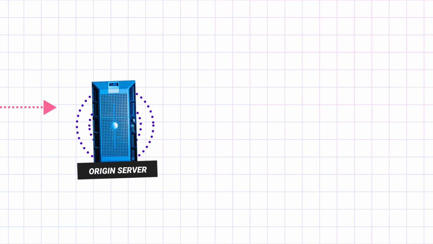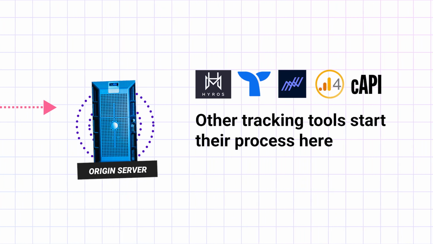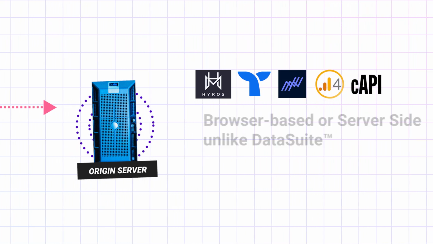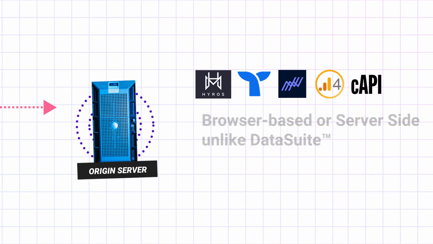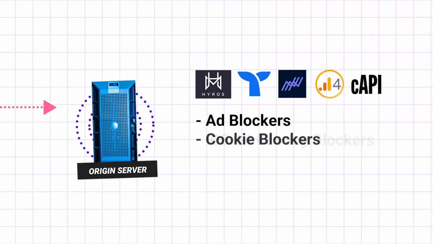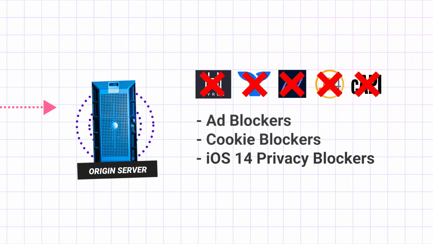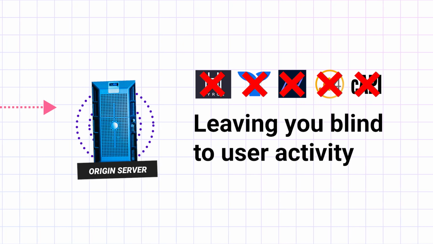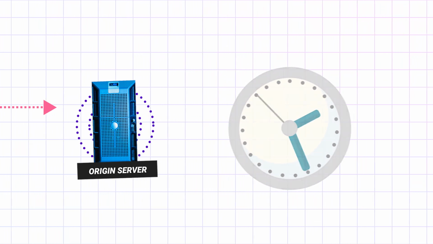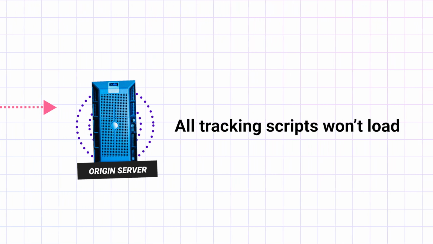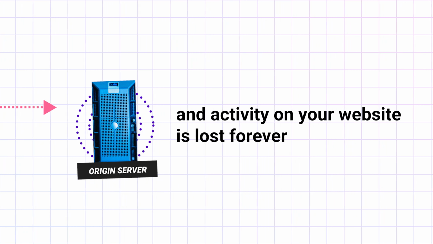So while Tier 11 Data Suite has already done its job, this is where other tracking tools would start their process. That's because other tracking tools are browser-based or server-side. Unfortunately, with those other tools, ad blockers, cookie blockers, and Apple iOS 14 privacy blockers prevent browser-based tracking scripts from running, leaving you blind to user activity. Worse yet, if your website takes an extra few seconds to load, all tracking scripts, including Google Tag Manager, won't even load, and your activity on your website is lost forever.